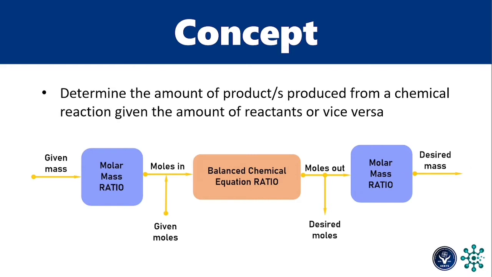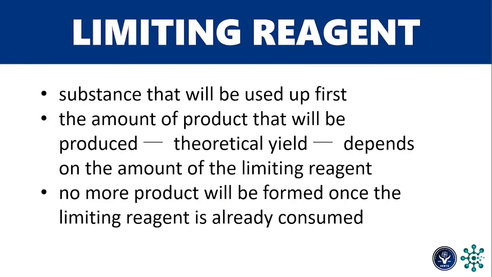If we are asked the mass, we will use the molar mass ratio to get the desired mass. There are two important concepts that I would like to introduce concerning the stoichiometry in chemical reactions. First, the limiting reagent. The limiting reagent is the substance that will be used up first in the reaction. It will be the one to be completely consumed. The limiting reagent dictates the amount of product that will be produced, the theoretical yield, because if the limiting reagent is already consumed, no more product will be formed.